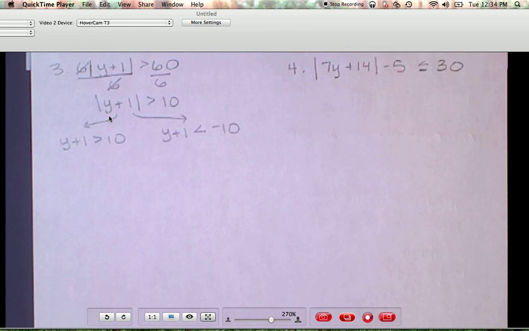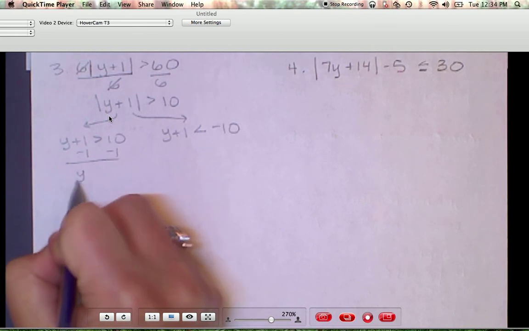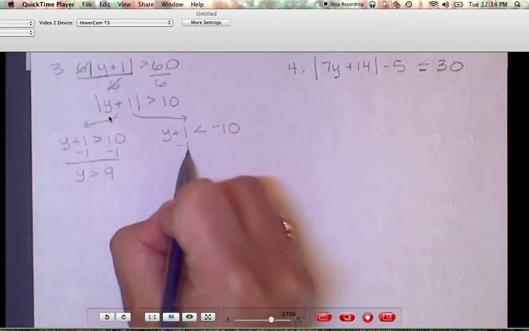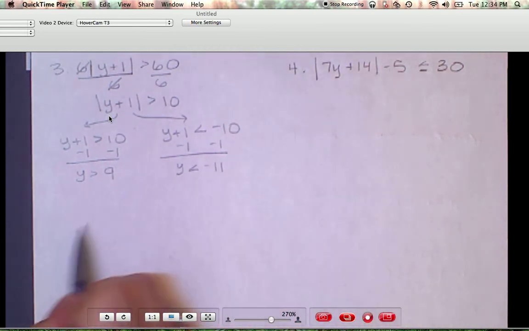And we finish solving and graphing and shading and all that good stuff. So subtract 1 and we get y is greater than 9. Subtract 1 and we get y is less than negative 11. Make your number line.